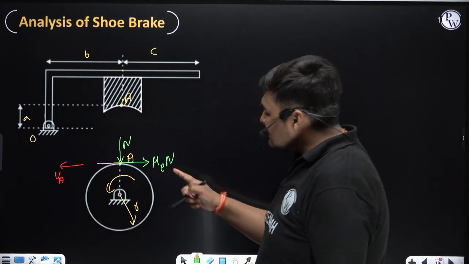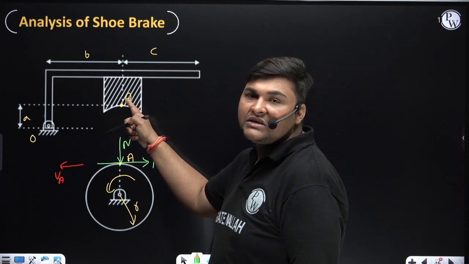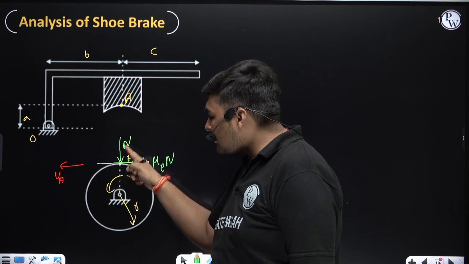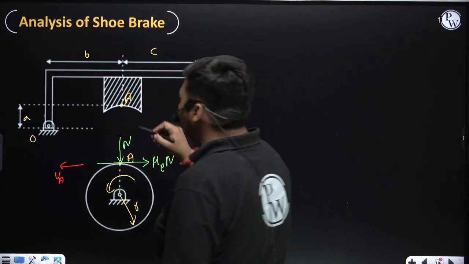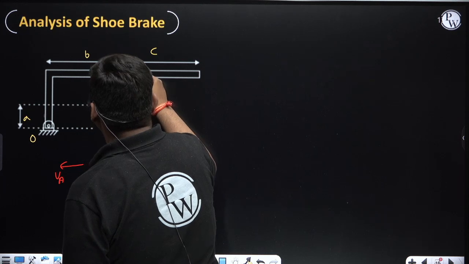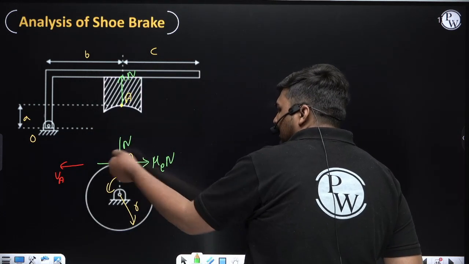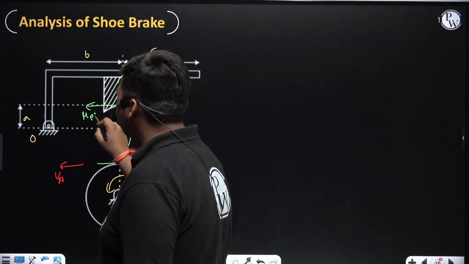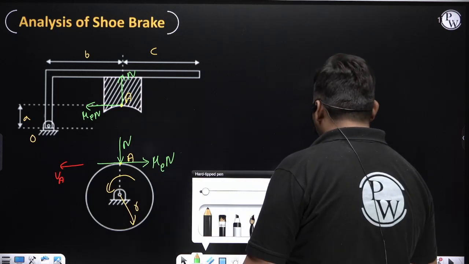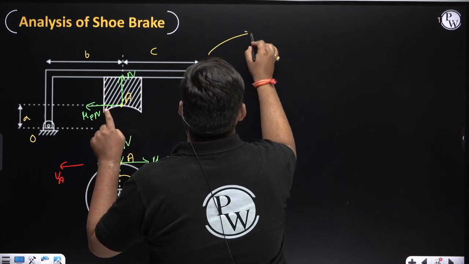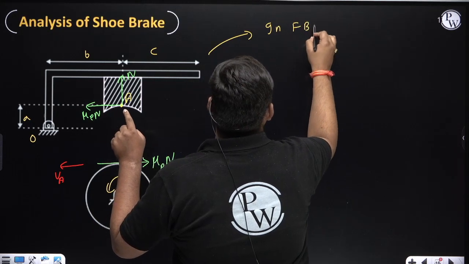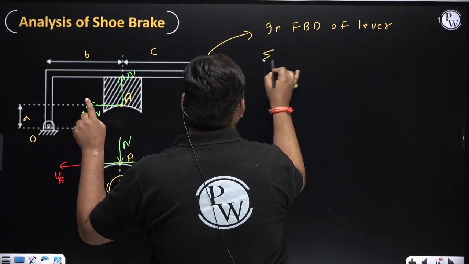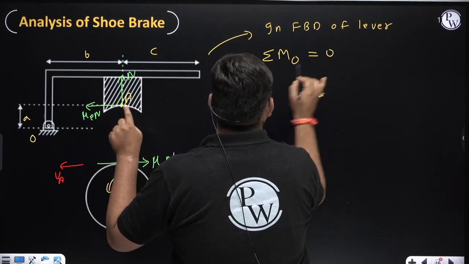Now the equal and opposite contact force at location A will come in the body of the lever. In the body of the drum, N is coming vertically downward, so in the body of the lever at point A, N will be vertically upward. In the body of the drum, the friction force is coming in this direction, so in the body of the lever at location A, the friction force will act in this direction. And after drawing the body of the lever, we will always take the net moment about the fulcrum O equal to 0.